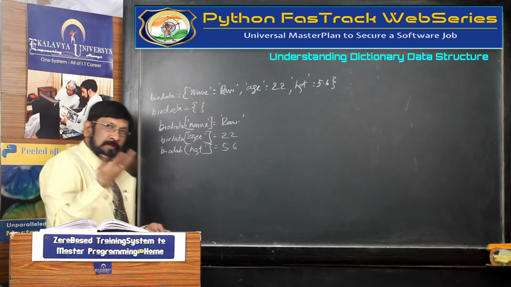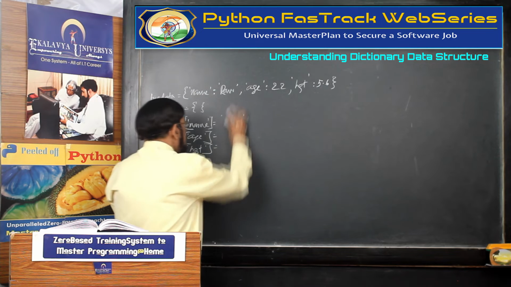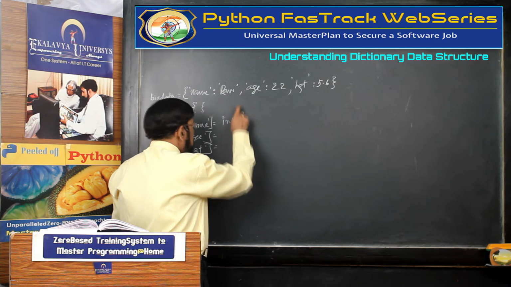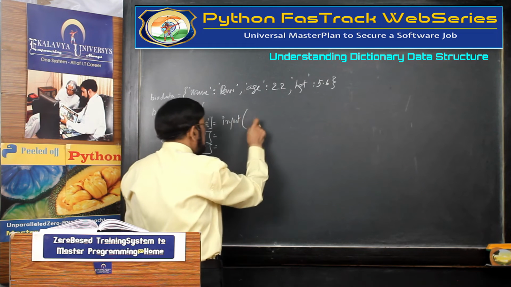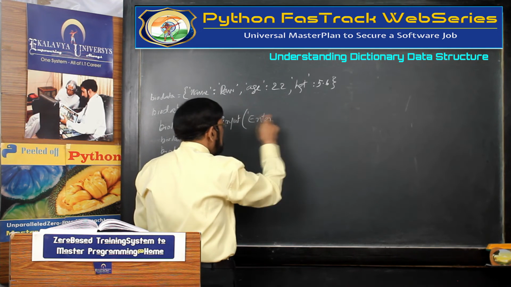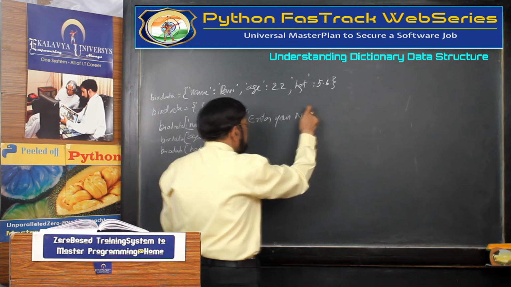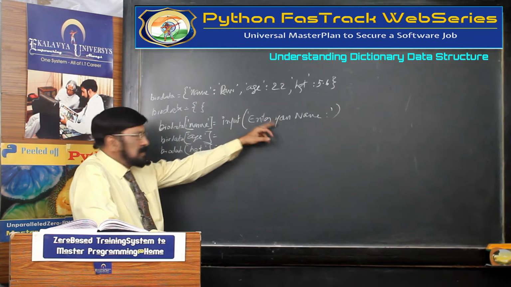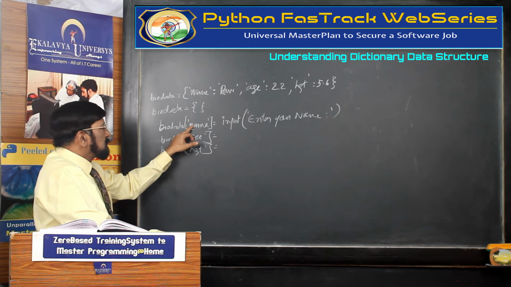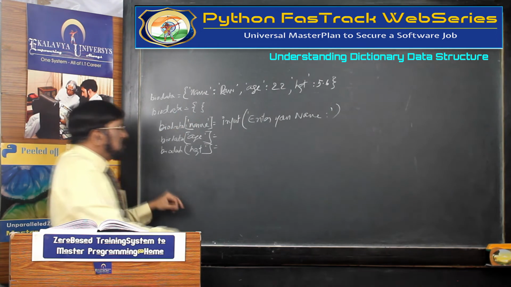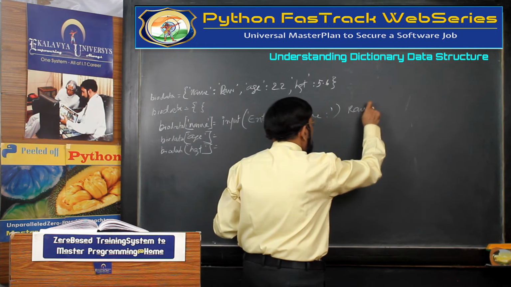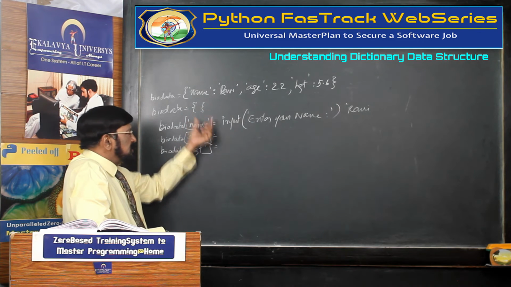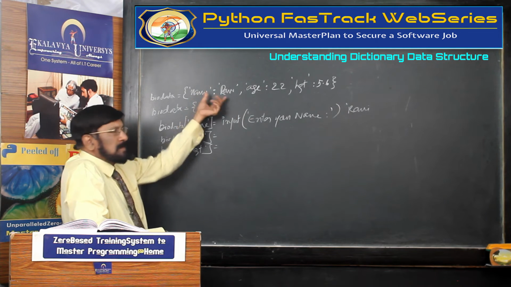Next, if you want to read from the keyboard, then what you can do? Actually, already we worked out the input function, and you write a prompt statement. What prompt statement is required? Enter your name. In that way, you read the name and it is stored here. It will be the item here. Actually, you entered Ravi. Then what happens? The same thing is created in the empty dictionary. Name and Ravi will be the pair.